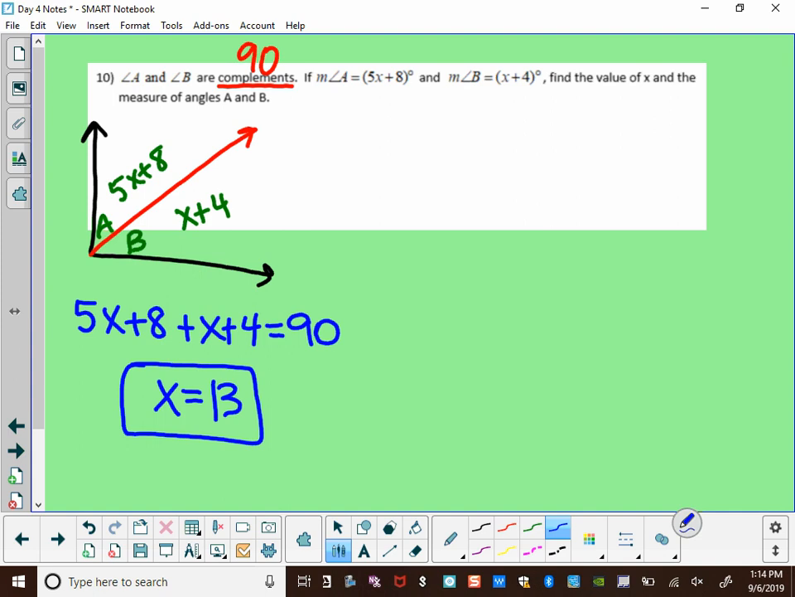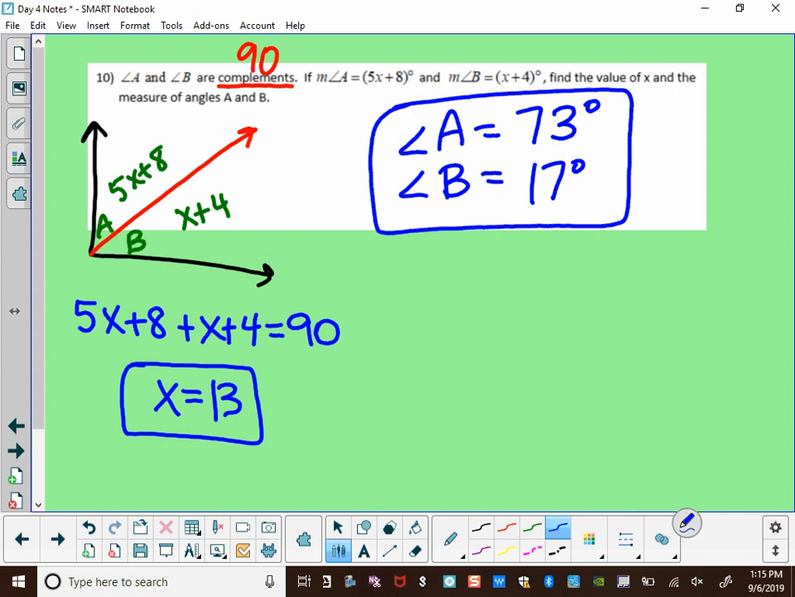All right, so how would I find the measures of angle A and the measure of angle B? What do I do with that 13? Plug it in. What's 5 times 13 plus 8? 73. Okay, so to find angle B, you can do it two ways. Plug in 13, 13 plus 4. Or you could do 90 minus 73, and you should get 17 degrees.